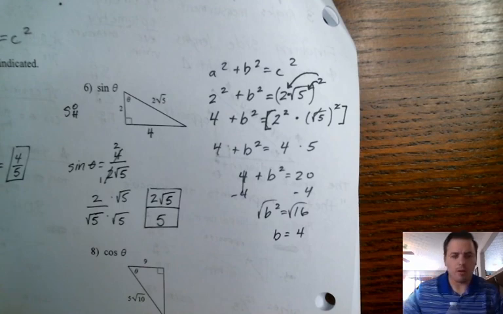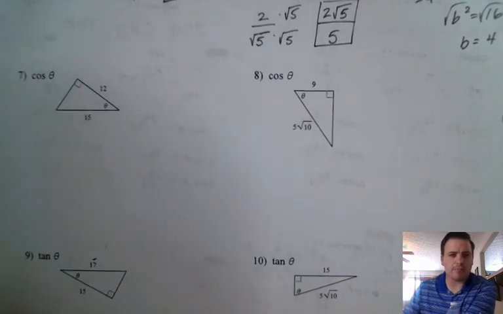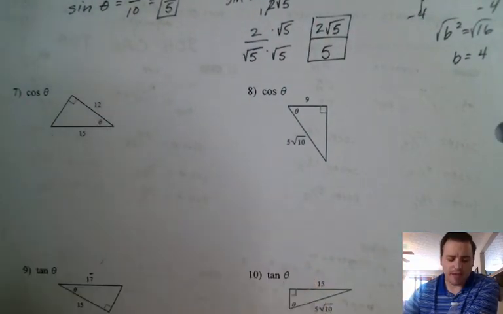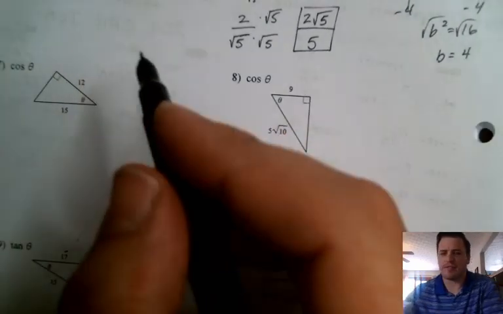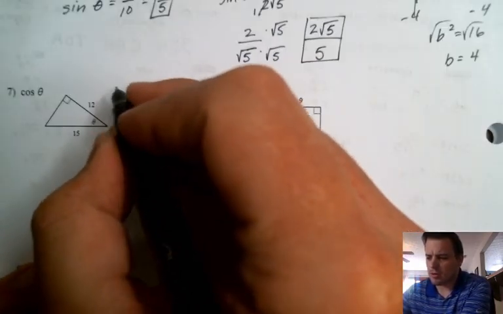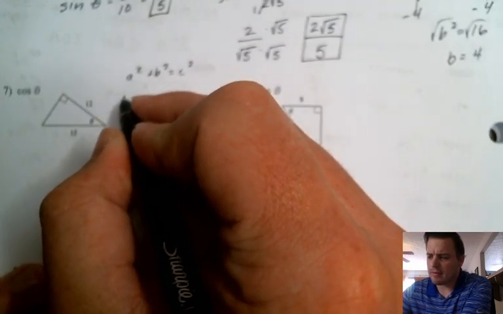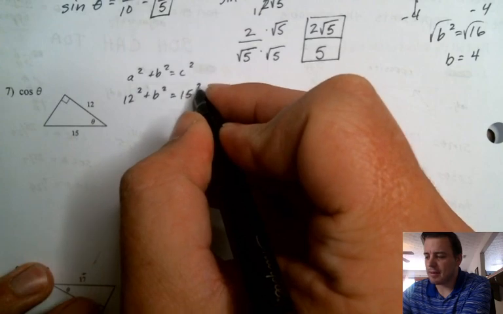All right. Looking at cosine. So those are 2 sine problems. Now we look at 2 cosine problems. So for cosine, we have 12 and 15. Now again, if you thought about what we did on that front side, did we have one that was 12 and 15? We did not. So we're going to have to find whatever that measurement is. So a squared plus b squared equals c squared, Pythagorean theorem. We have a leg and we have a hypotenuse.